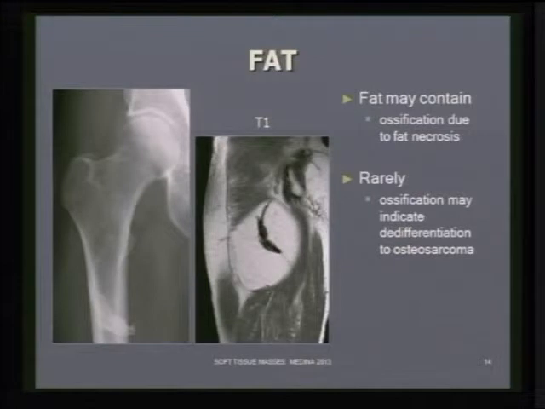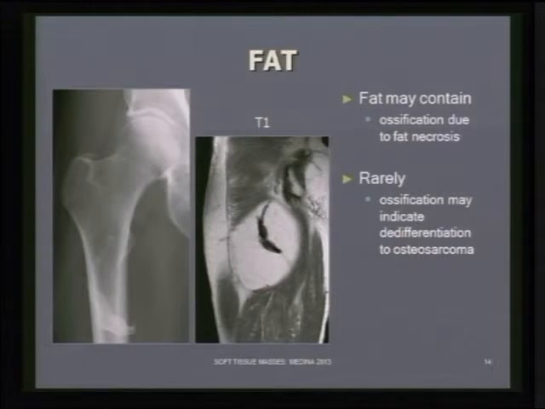Sometimes we see ossification within fatty tumors. You can see the fatty lesion here in the anterior aspect of the thigh on the plain radiograph. And we see also an area of ossification within the tumor. This corresponds to the area of reduced signal intensity on the coronal T1 weighted image. And the ossification may likely be due to fat necrosis most commonly, but rarely ossification, if it's very poorly defined, may indicate dedifferentiation to osteosarcoma.